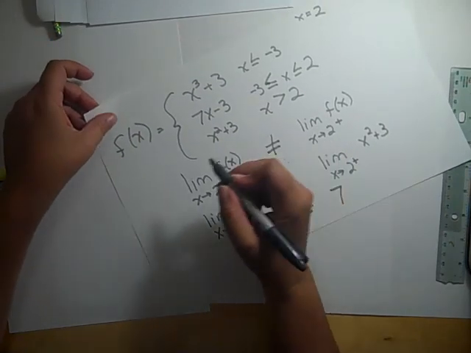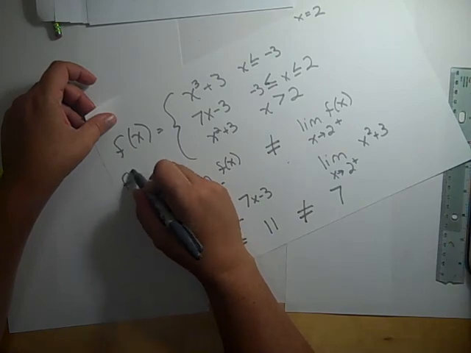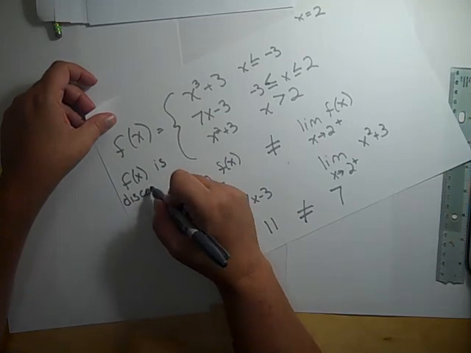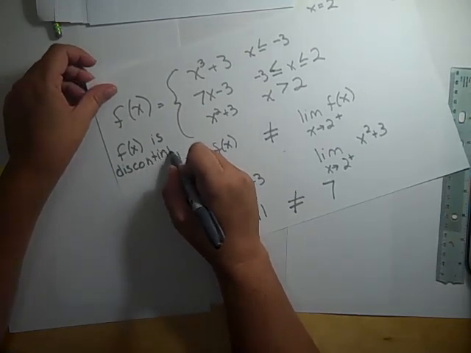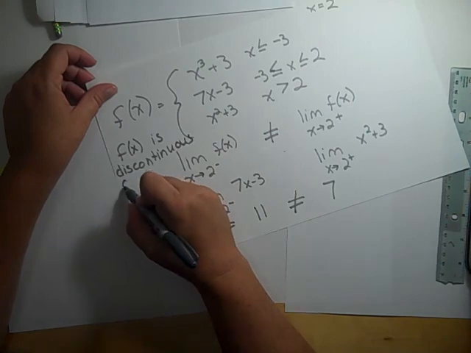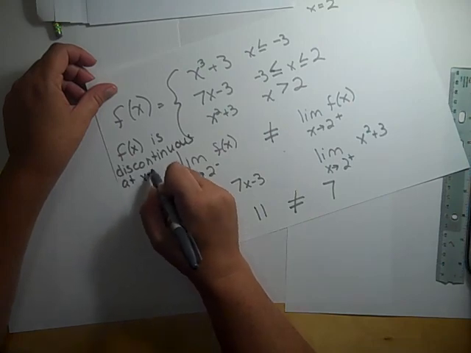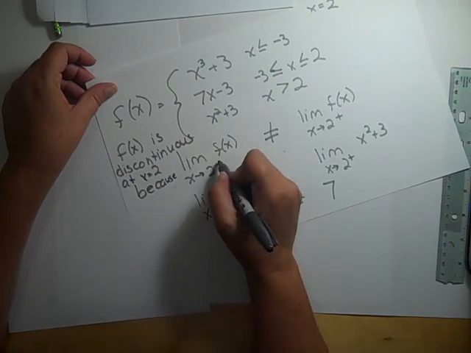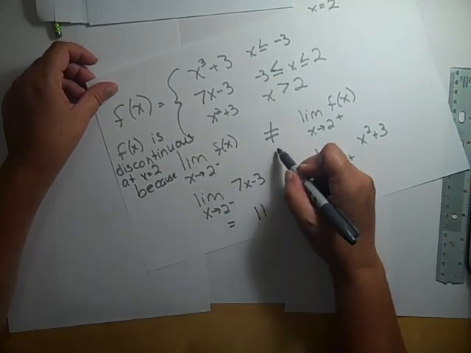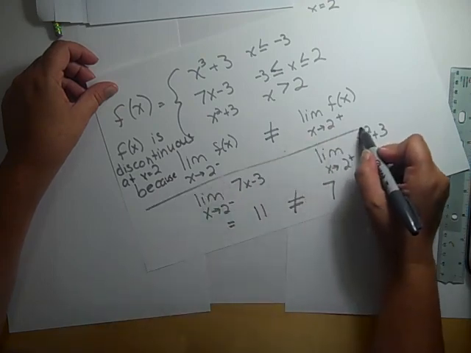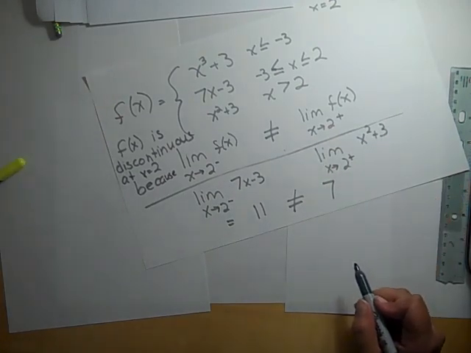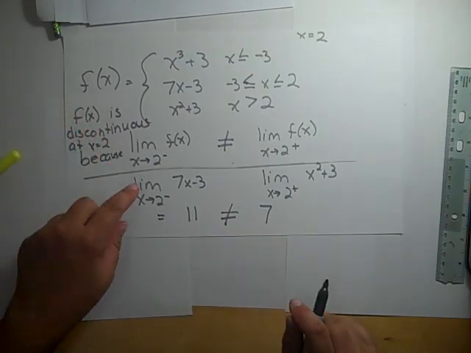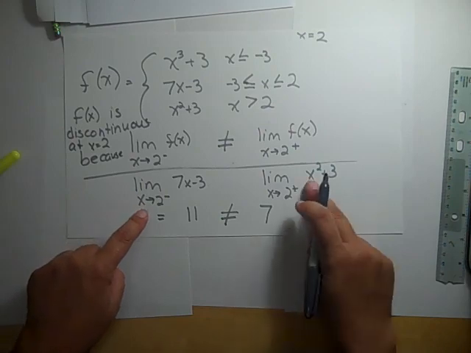So the answer would be that f of x is discontinuous or not continuous at x equals 2 because the limit as x approaches 2 from the left does not equal the limit as x approaches 2 from the right. It's good to show your work. Okay, so notice I showed my work on how I got this answer.